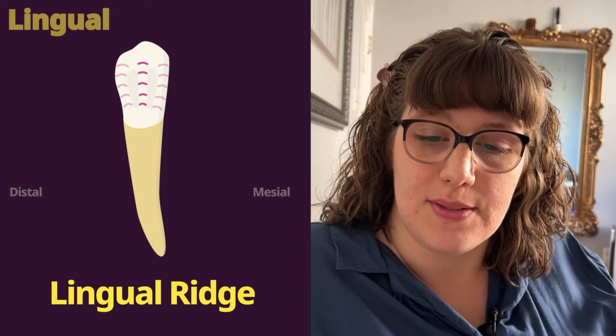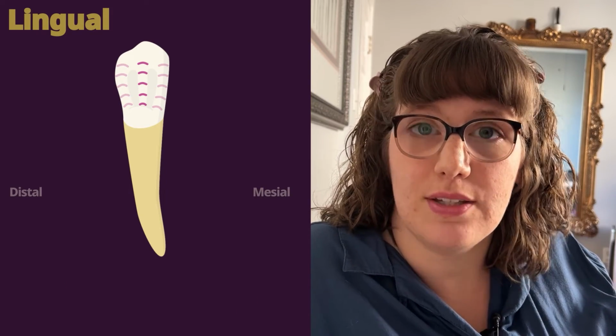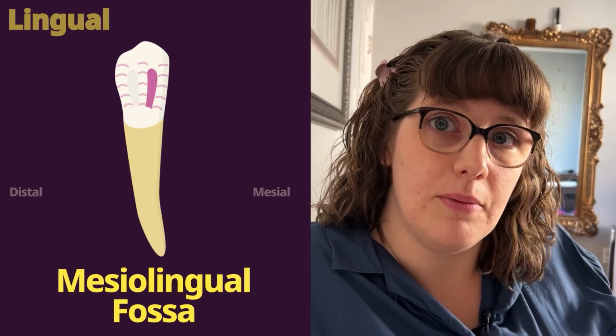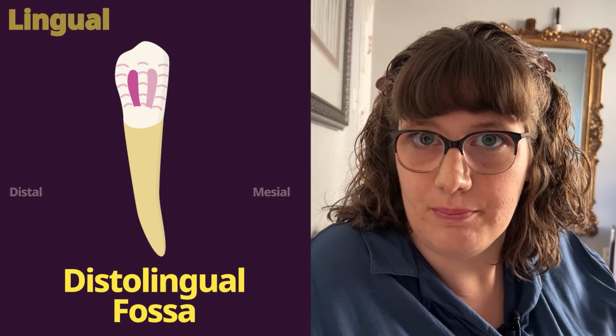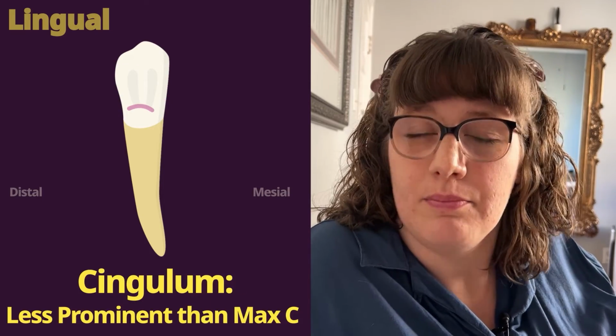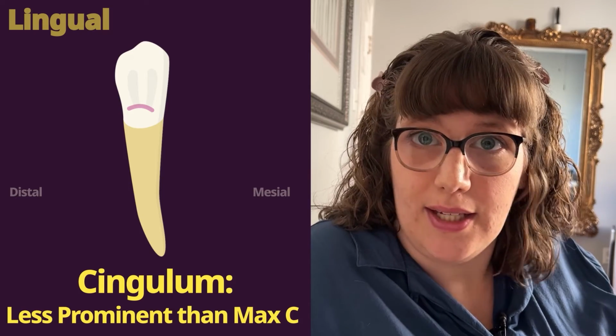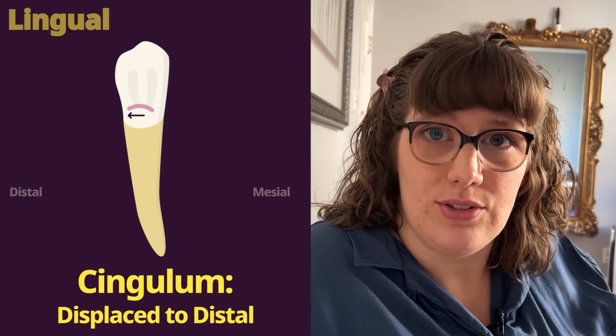which runs from the cusp's tip to the cingulum. On either side of the lingual ridge is a fossa, to the mesial, a mesial lingual fossa, and to the distal, a distal lingual fossa. Like all anterior teeth, the mandibular canine has a cingulum. It's not as prominent as the maxillary canine. The cingulum of the mandibular canine is displaced to the distal.